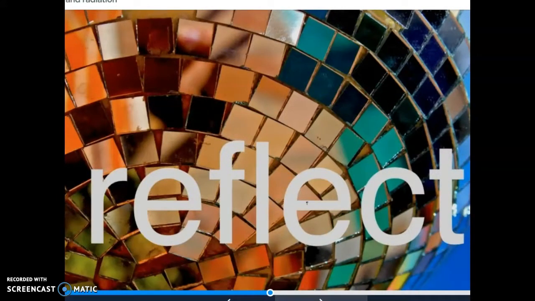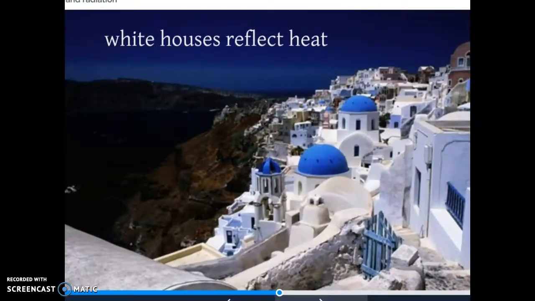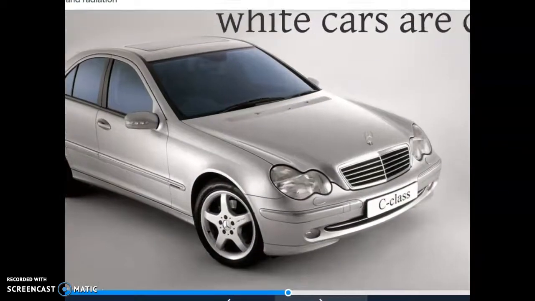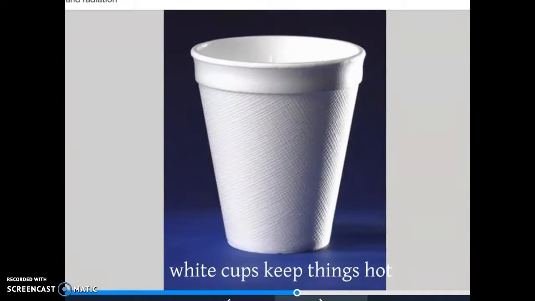And the interesting thing about radiation is that it reflects, and so the color of an object really affects its ability to absorb heat using radiation or reflect it. So white houses in the summer reflect, in the same way white will reflect visible light. And white cars are cooler, and white containers keep things warmer because the heat inside stays inside, right? Because the radiation bounces off the sides.